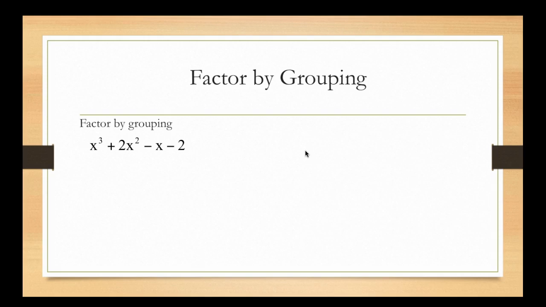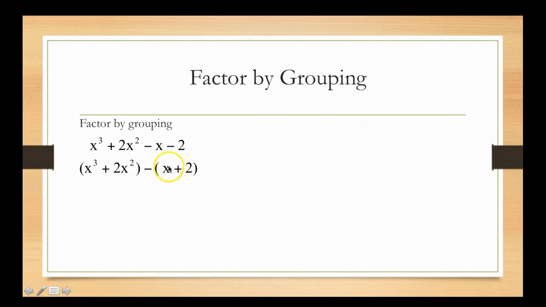Now factor by grouping. This is a different type of factoring. Factor by grouping, the first thing we want to do is convert all subtraction to addition, because parentheses do not change or alter the expression if you have all addition, but parentheses can alter if you have subtraction. So you want to first convert this to plus negative x and plus negative 2.